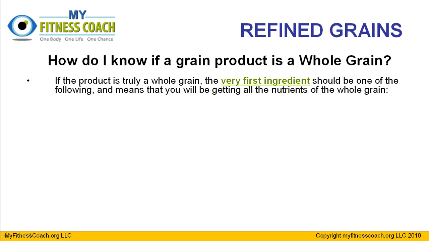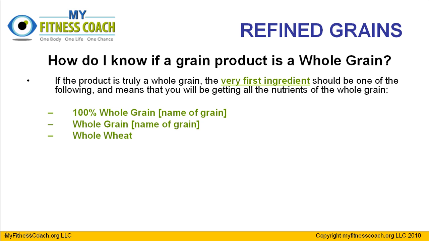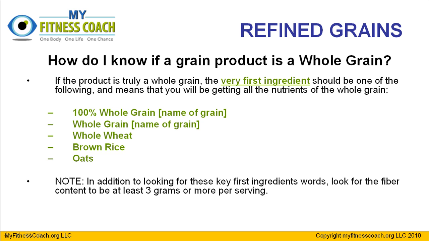So, if a product is truly a whole grain, the very first ingredient should be one of the following, which means that you're getting all the nutrients of the whole grain. Keep in mind, the first ingredient should be one of the following terms: 100% whole grain, whole wheat, brown rice, or oats. So you're looking for these keywords in the first ingredient to determine whether or not the product may potentially be a whole grain.